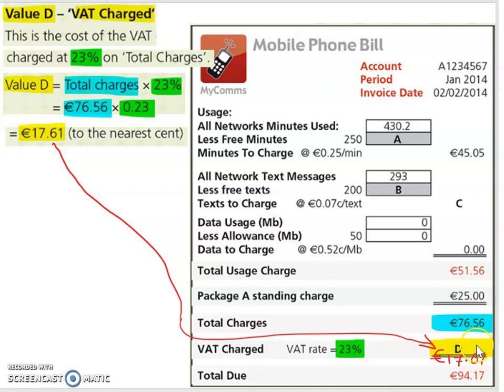And then adding these two together, 76.56 and 17.61 gives us €94.17. So this is the total amount due for the bill with the VAT added on.